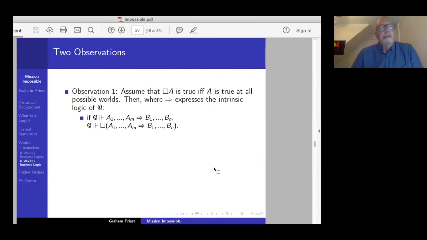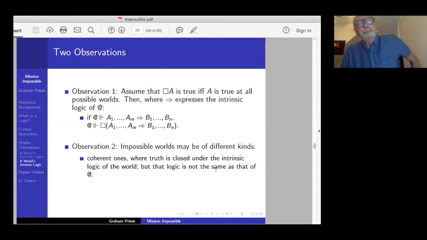Let's assume that there's a modal box in the language, and that box A is true at a world if A is true at all possible worlds. That's sort of S5-ish. Then where the double arrow expresses the intrinsic logic of A at, if at makes that conditional true, then at makes the box of it true too, just because if it's true at the actual world, it's going to be true at all possible worlds. So that's something that's nice, something you hope to get, certainly.